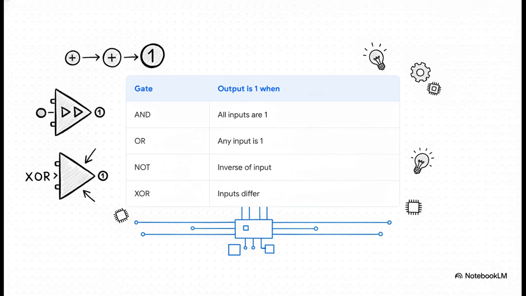Here we have our big 4. You're probably familiar with and, or, and not from writing code. The AND gate only outputs a 1 if all its inputs are 1. The OR gate outputs a 1 if any input is 1, and the NOT gate just completely flips the input. But pay close attention to that last one. There's a crucial 4th gate we absolutely need for arithmetic, and that's XOR, or exclusive OR.